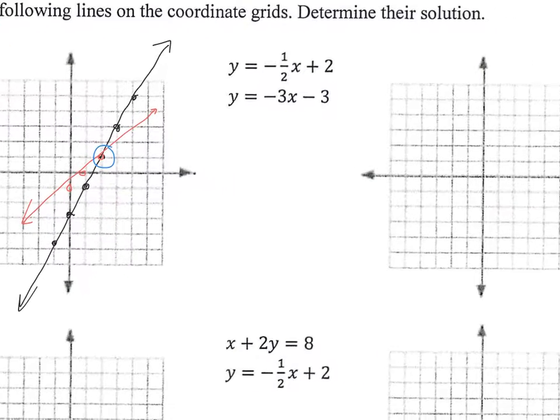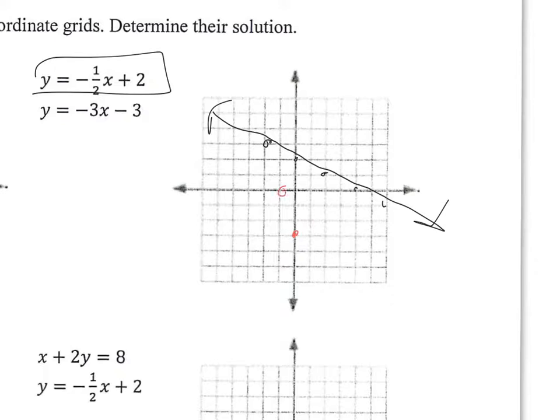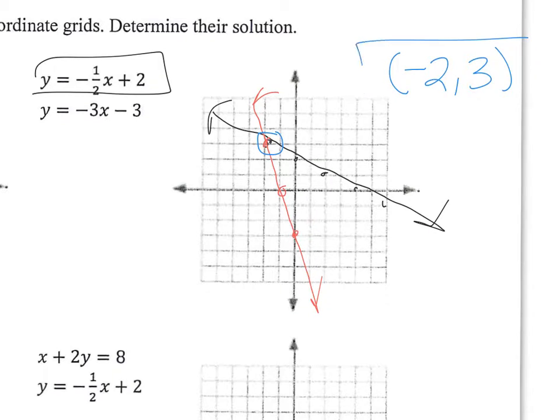Okay, second one. I'm going to graph the first line, which is y = negative 1/2 x plus 2. So I start at 2, and my slope is down 1, right 2. And I connect the dots. Not very good at connecting. Then my second line is starting at negative 3 and going up 3, right 1. So right here, I can see the solution. It's a little sloppy, but it's (negative 2, 3) as the ordered pair for x and y. So I could substitute x is negative 2 and y is 3 into both equations and it would work. And you can check yourself.